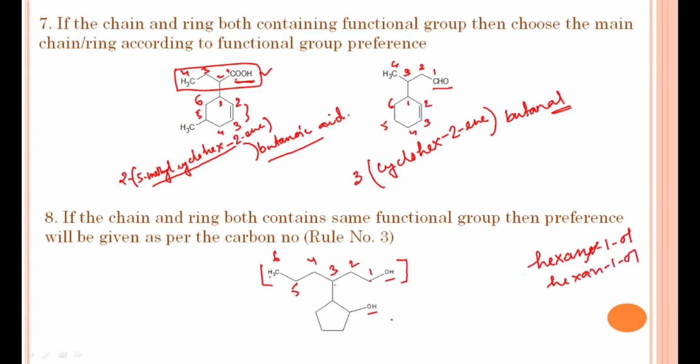If we come to the substitution, in third position it is present. What is present? The functional group on this cyclopentane, so you have to give numbering accordingly, giving the preference to the functional group. 2-hydroxycyclopentyl hexan-1-ol. So this will be the name for this structure.